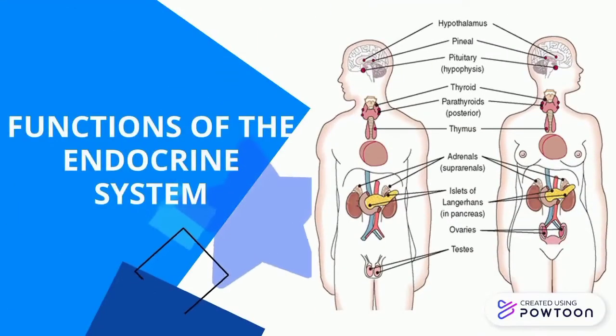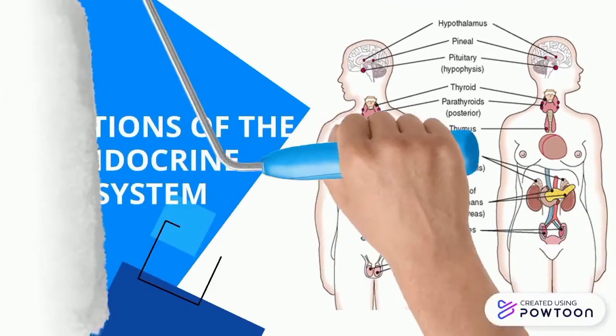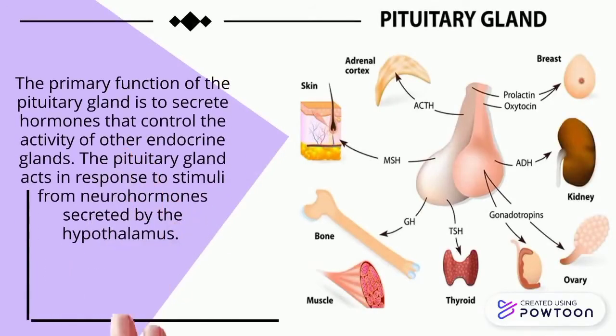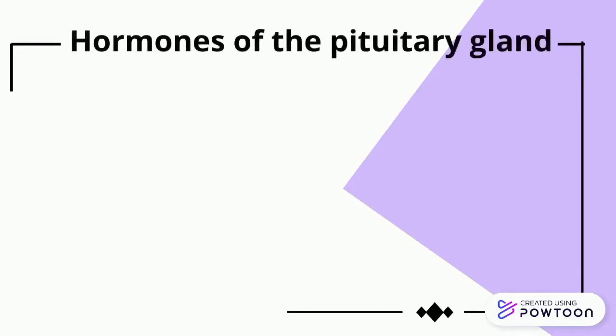Functions of the endocrine system. The pituitary gland. The primary function of the pituitary gland is to secrete hormones that control the activity of other endocrine glands. The pituitary gland acts in response to stimuli from neurohormones secreted by the hypothalamus. The hormones of the pituitary gland.